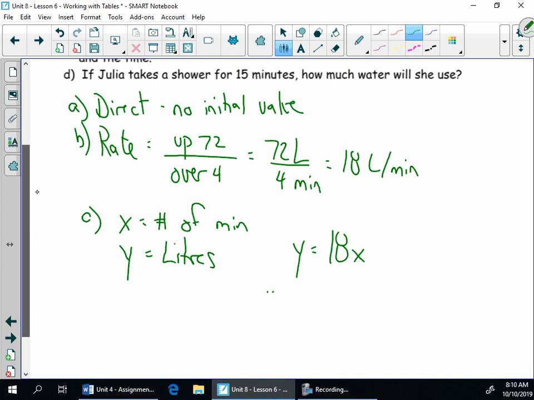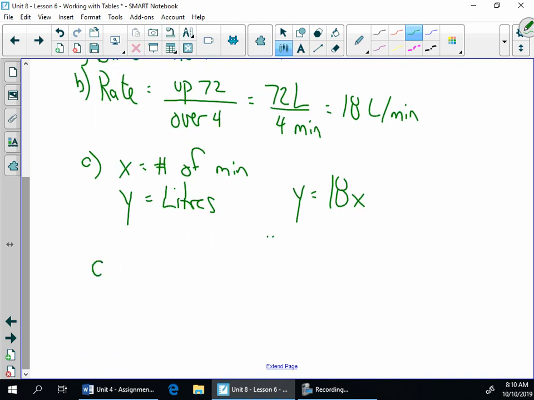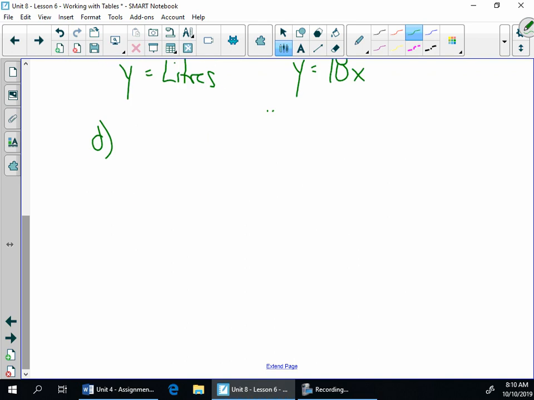All right, she takes a shower for 15 minutes. How much water is she going to use? Well, that's where we use our equation, right? It's 18 for every minute. Well, if she goes for 15 minutes, send it to our calculator, and we should get 270 liters. Done. Okay, our typical question. Nice one because direct, a little bit easier to do. But that's the kind of thing you have to be able to do.